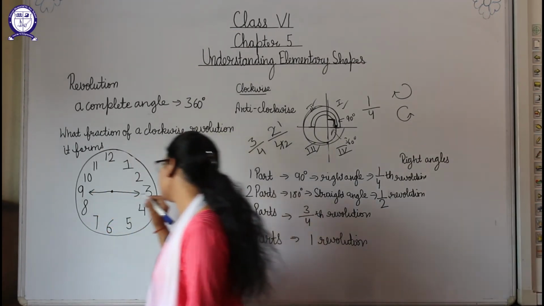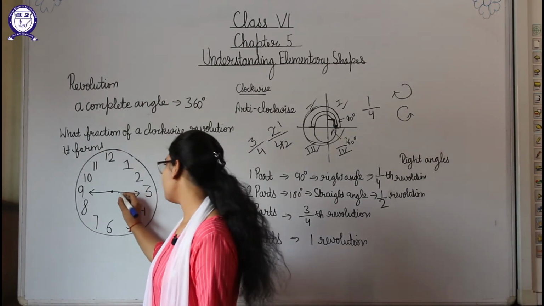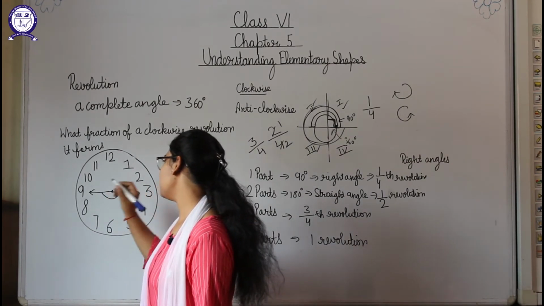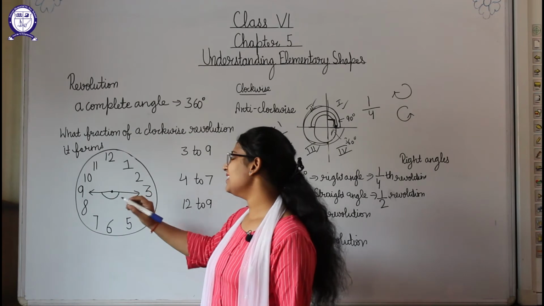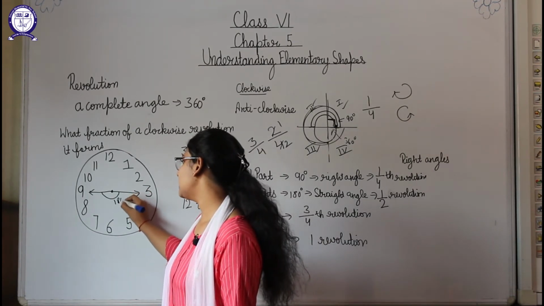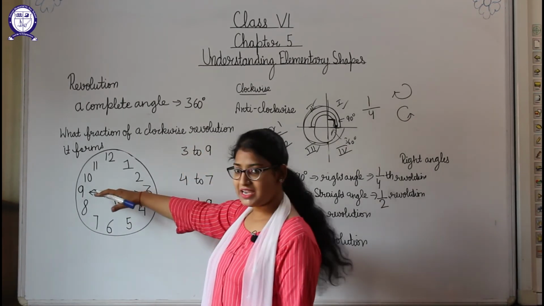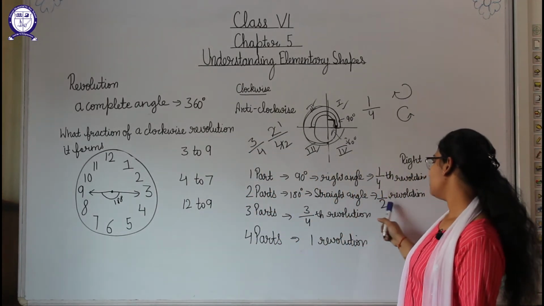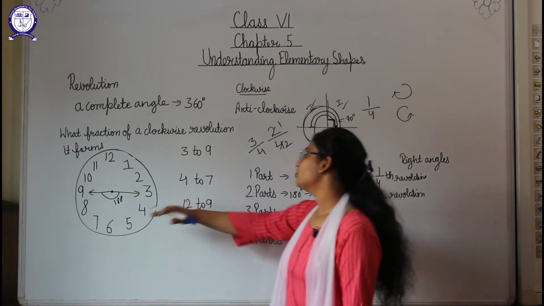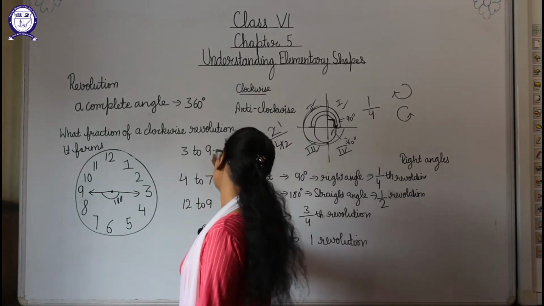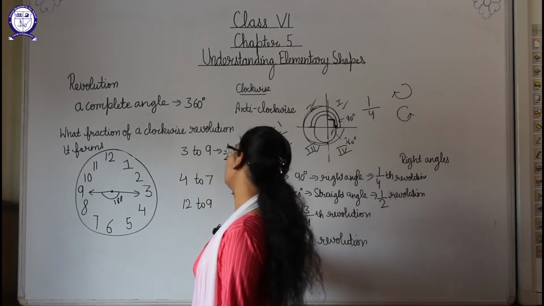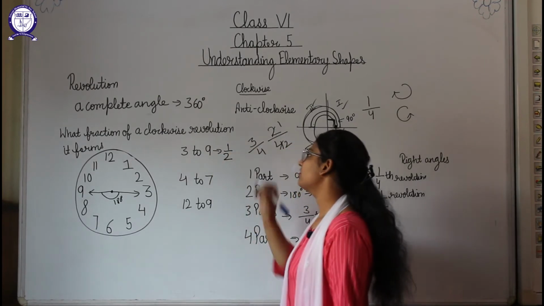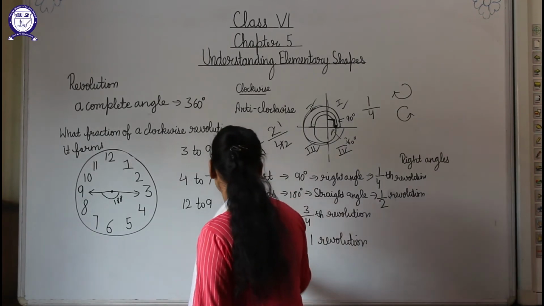So students, if you check what angle it is forming, it is coming from 3 to 9. It means it is covering 180 degrees, which means a straight angle, and 180 degrees means half of the revolution. So when our hand moves from 3 to 9, it is covering half of the revolution.